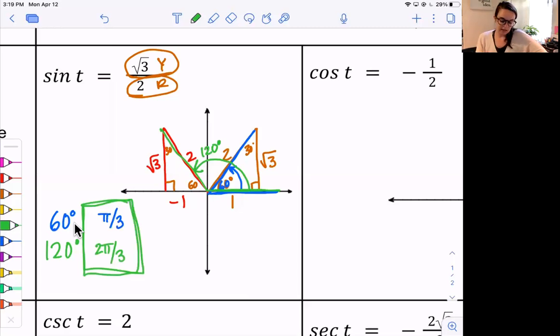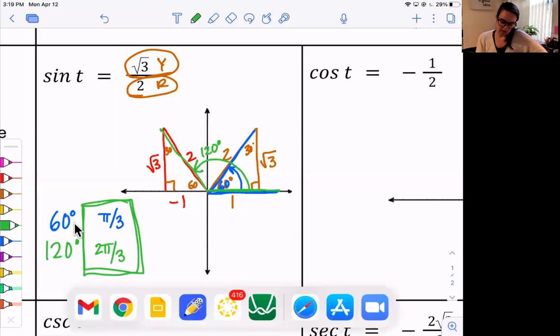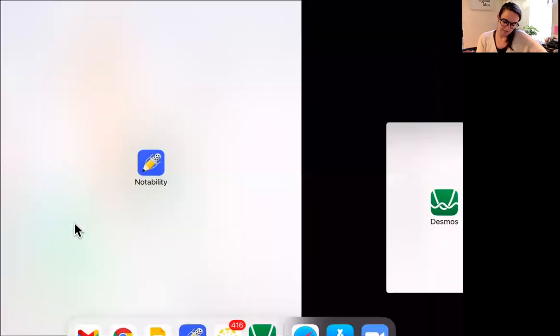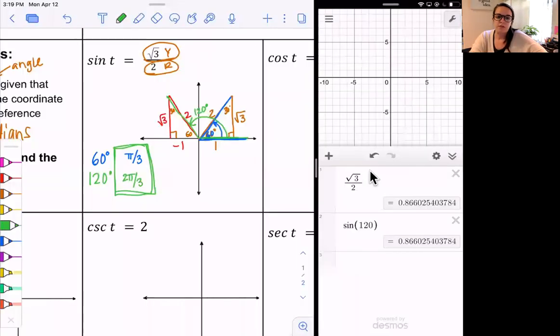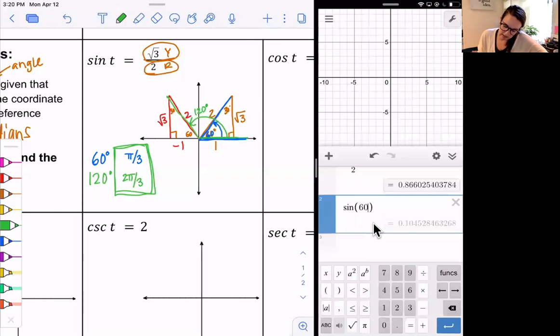I can check it by putting it into my calculator. Let me go ahead and pop that over here. First, I typed in the square root of 3 over 2, which is this here, to see what that value is. And then I typed in the sine of something. So I used the degree function. Sine of 120 would be that same number, because I want them to be equal to each other. Same thing if I put in 60 instead of 120. I get that same number. This is when my calculator is in degrees.